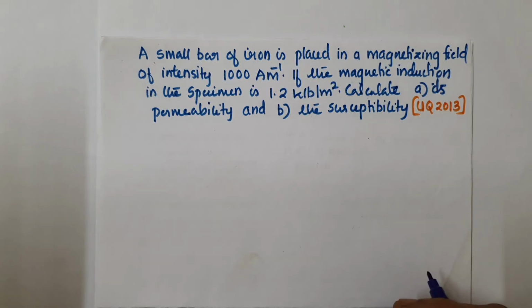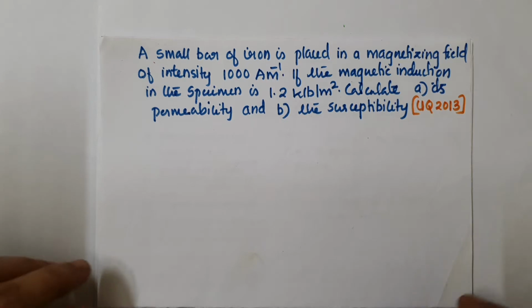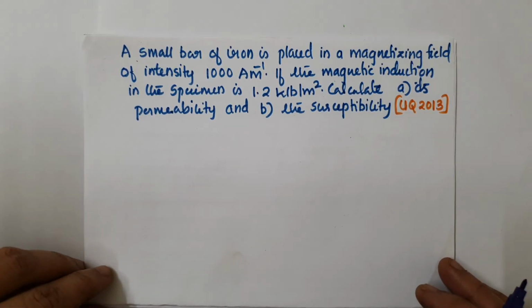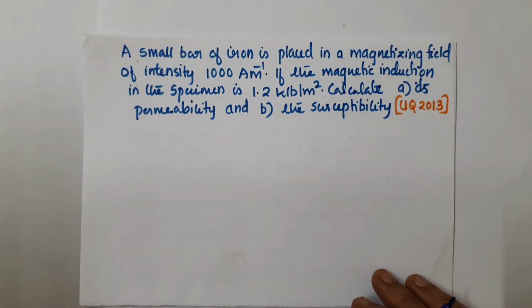The problems related to magnetism. The first question is, a small bar of iron is placed in a magnetizing field of intensity 1000 ampere per meter. If the magnetic induction in the specimen is 1.2 Weber per meter square, calculate its permeability and the susceptibility.